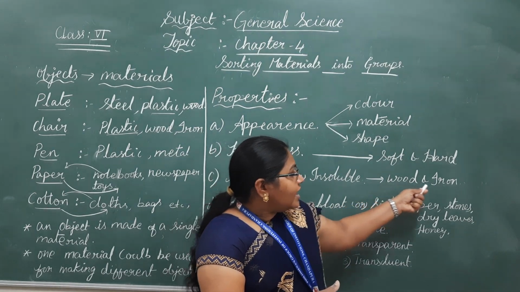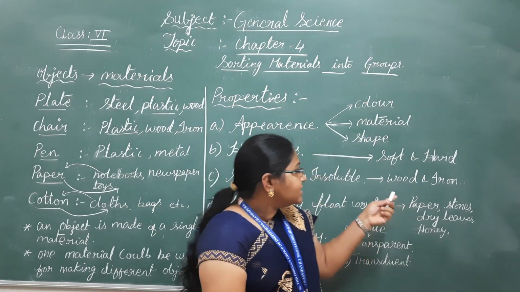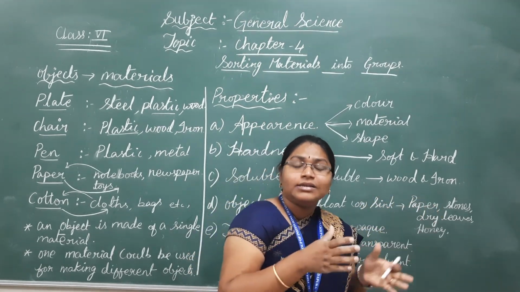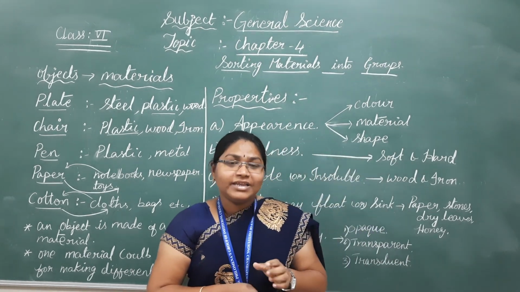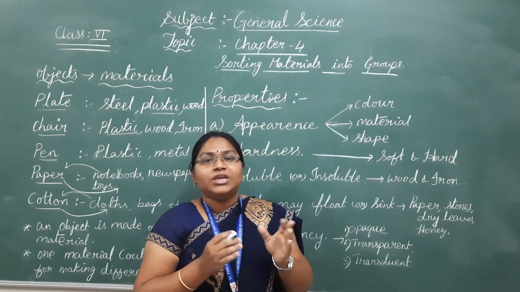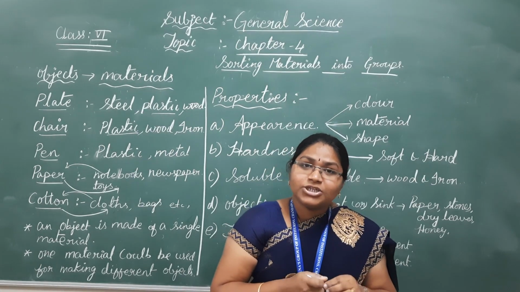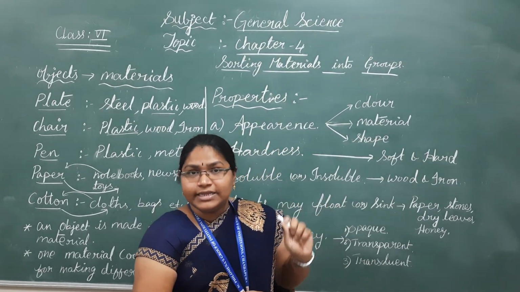So wood is a different material and iron is a different material. Wood is different from iron, same as iron is different from other metals like aluminium and copper. But here one point you have to know: iron, aluminium and copper, the three metals, resemble each other in some properties, but you cannot observe them in wood. So that is solubility and insolubility.